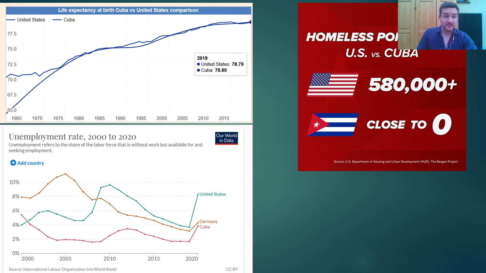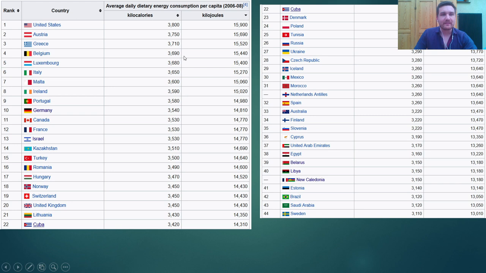And still, Cuba has a higher life expectancy than the United States. It has a lower unemployment rate than the United States. And Cuba almost completely eradicated homelessness. And here is actually the average daily caloric intake. And you see Cuba ranks 22nd out of all the different countries. After Cuba, there are countries like Denmark, Poland, Russia, Ukraine, Czech Republic, Iceland, Mexico, and so on. These are all countries that are not under sanctions. Yet still Cuba manages to produce enough for their people.